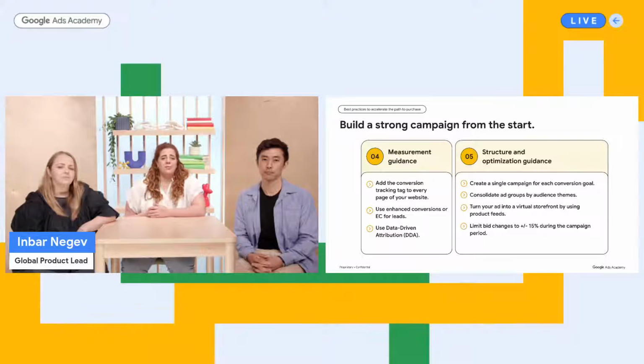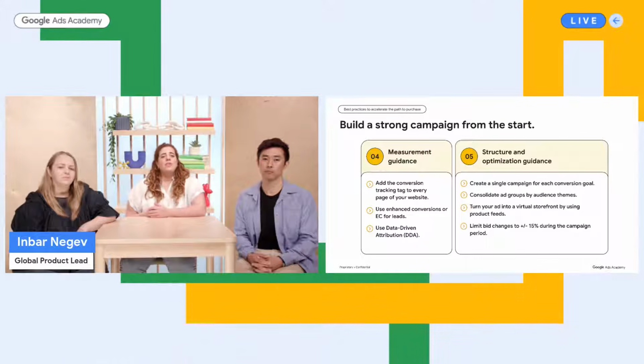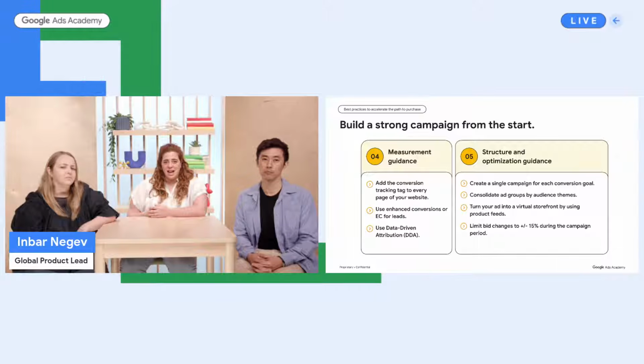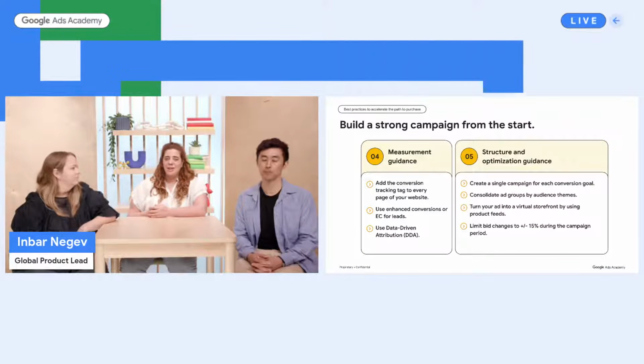Finally, one more general best practice I'd like to cover. When we talk about campaign management, we try to limit bid changes to no more than plus or minus 15%. We want to prevent shocking the bidding AI and allow for a smoother transition, so keep that one in mind.